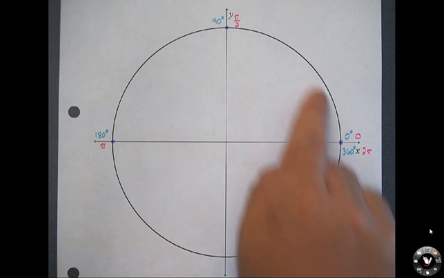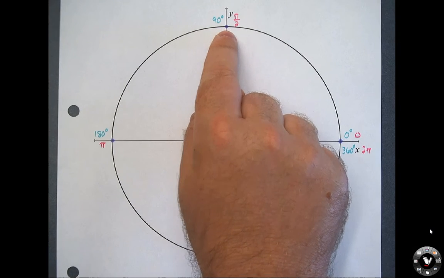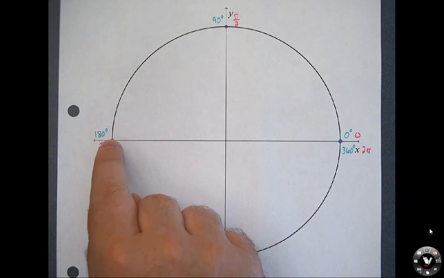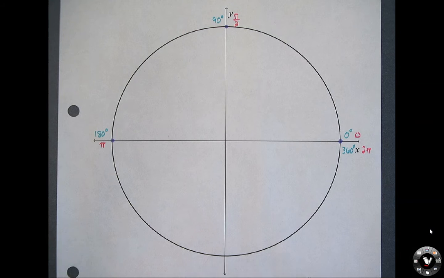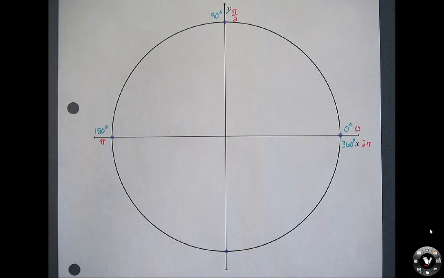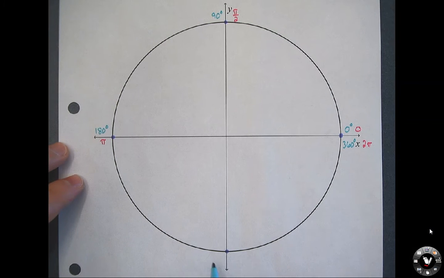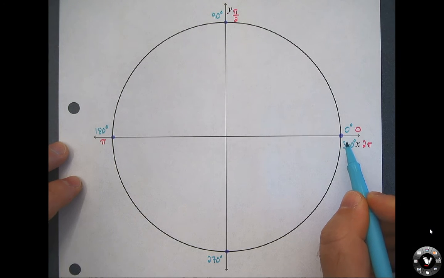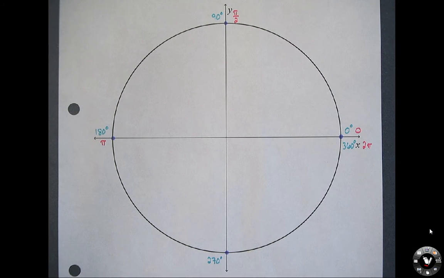So this is 90 degrees. Where's my next 90 degrees? Is 180. What's another 90 degrees? That's a new point, so I'm going to identify that. 90 plus 180 is 270. What's another 90 degrees? Is 360. Okay, now let's do that same thing, but let's do it in terms of radians.